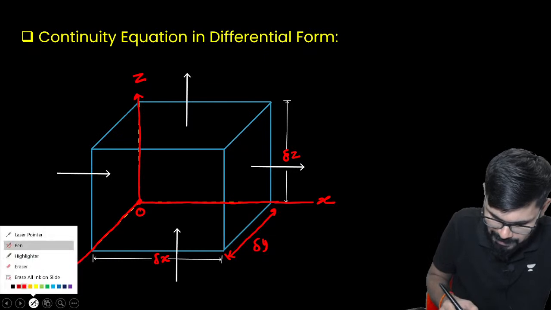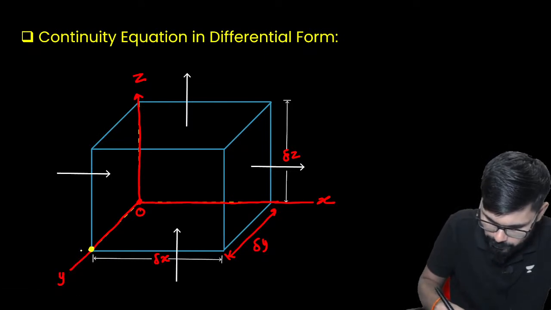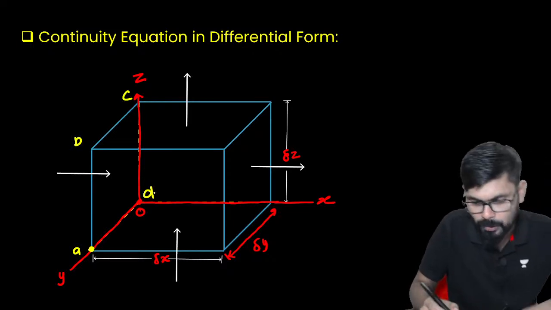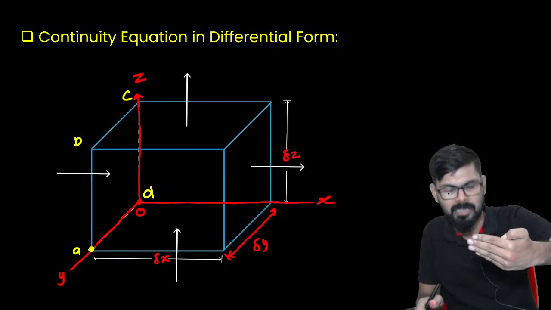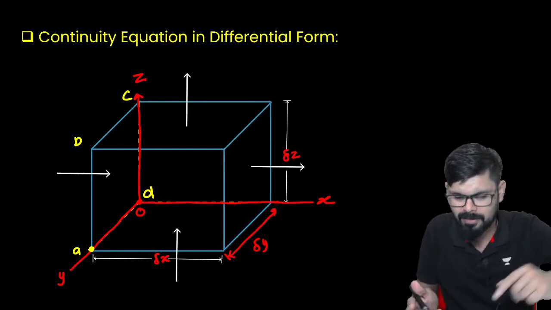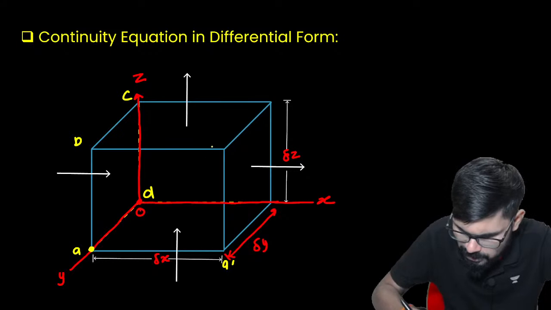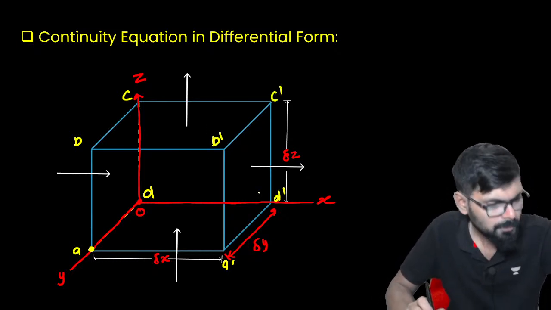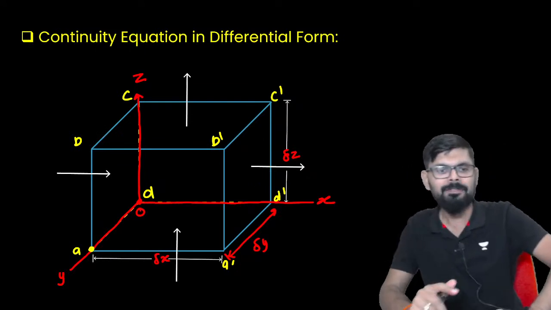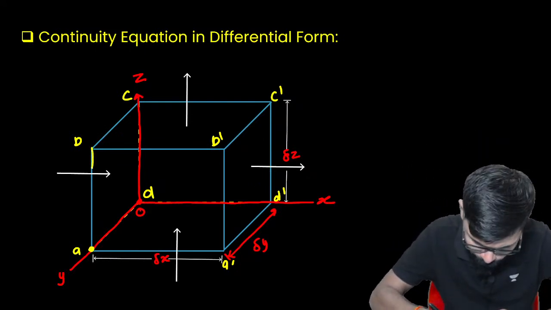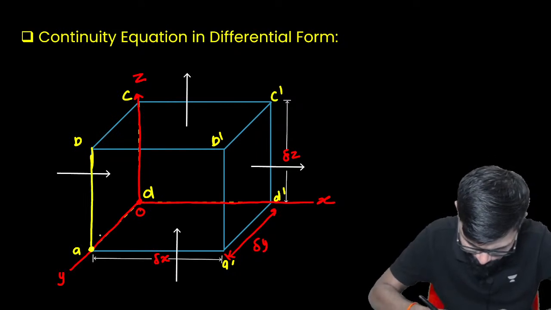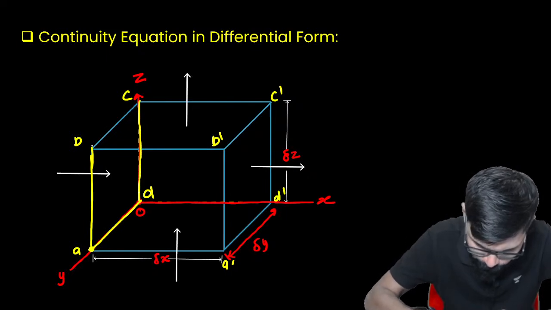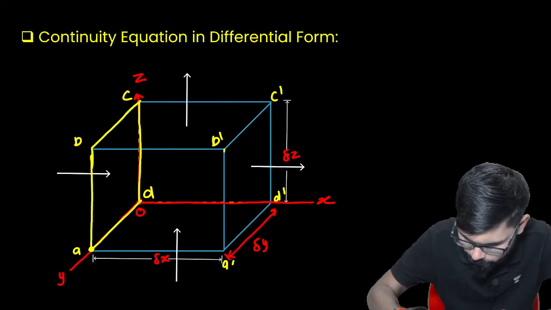Talking about the x direction, this face will be, let's say, ABCD. So the mass is entering from ABCD. It may be leaving also; if leaving, then the minus sign will be used. And on the other side I can say A dash, B dash, C dash, and D dash. Clear? So this is one side I am taking. Similarly here also I am going to do the same.